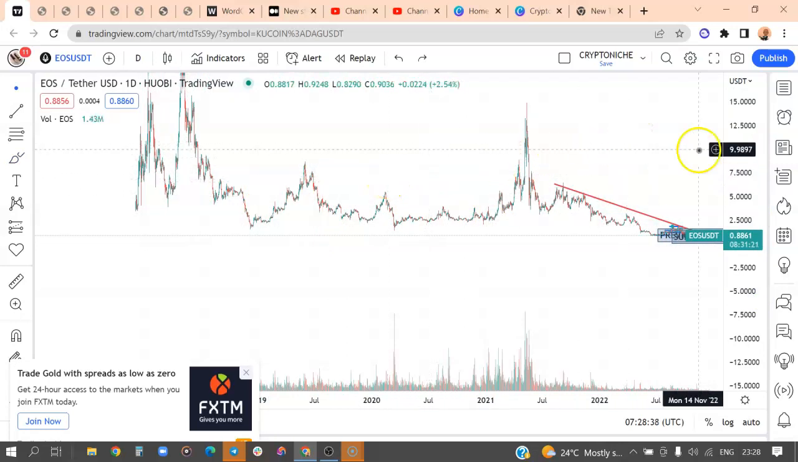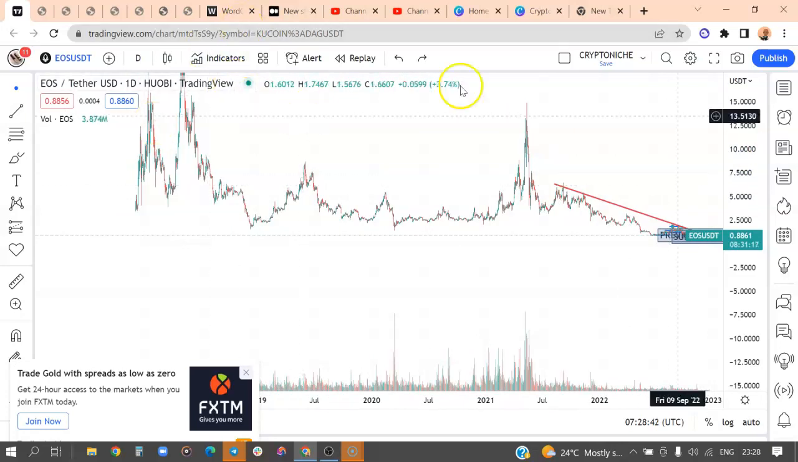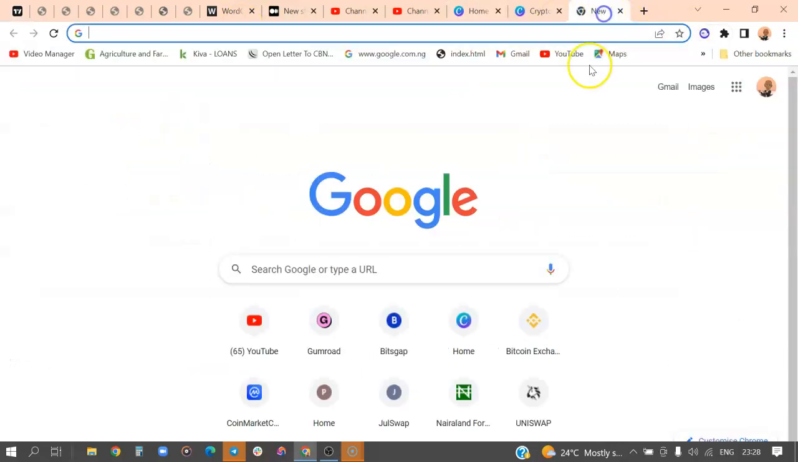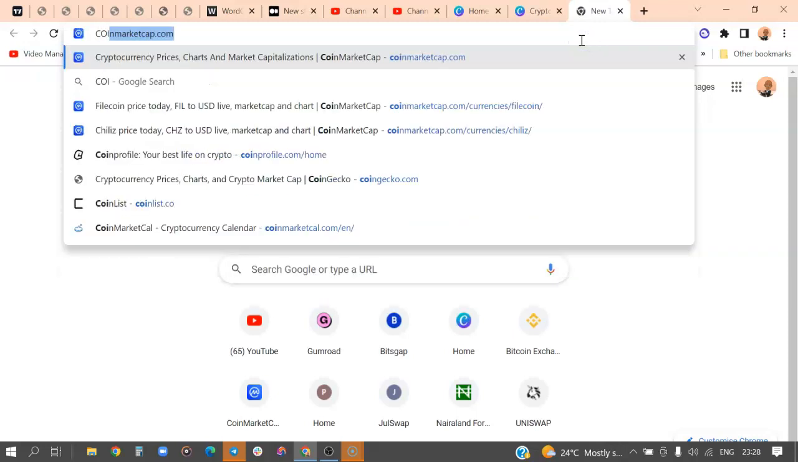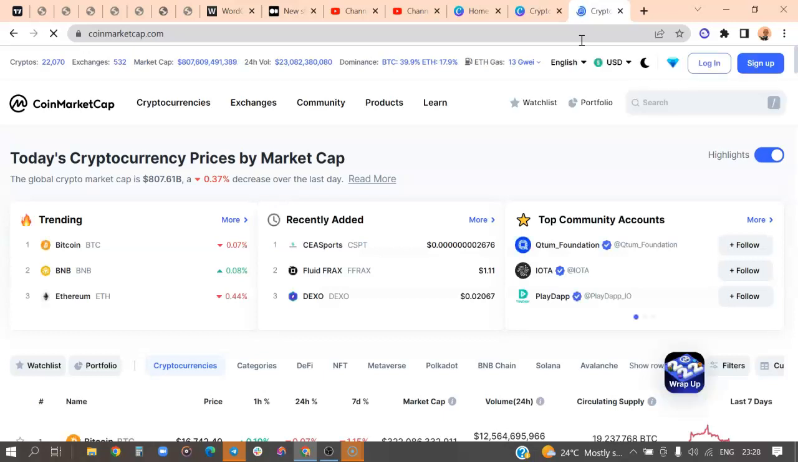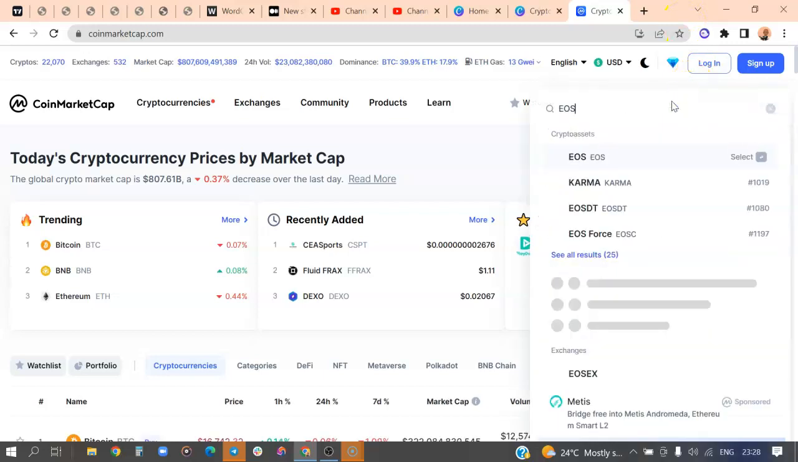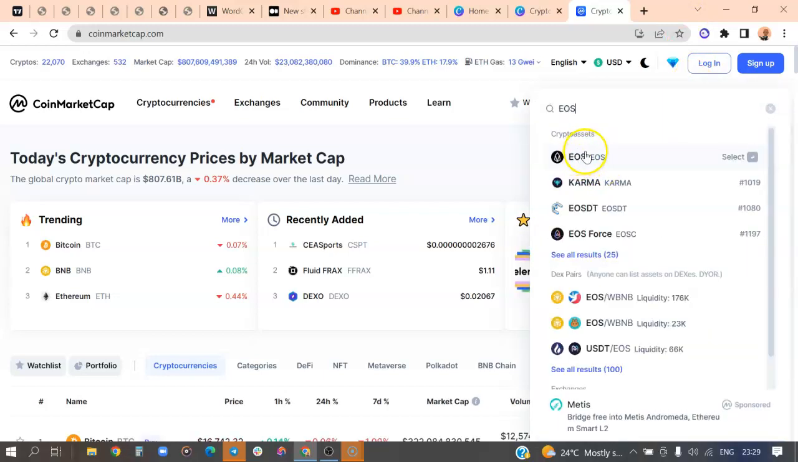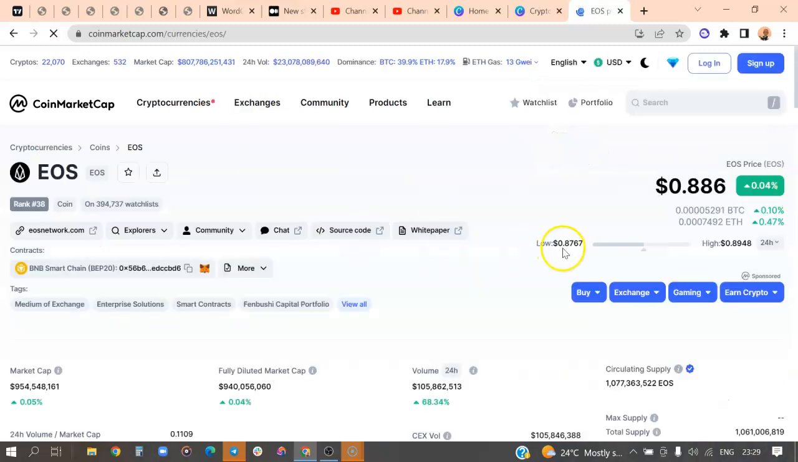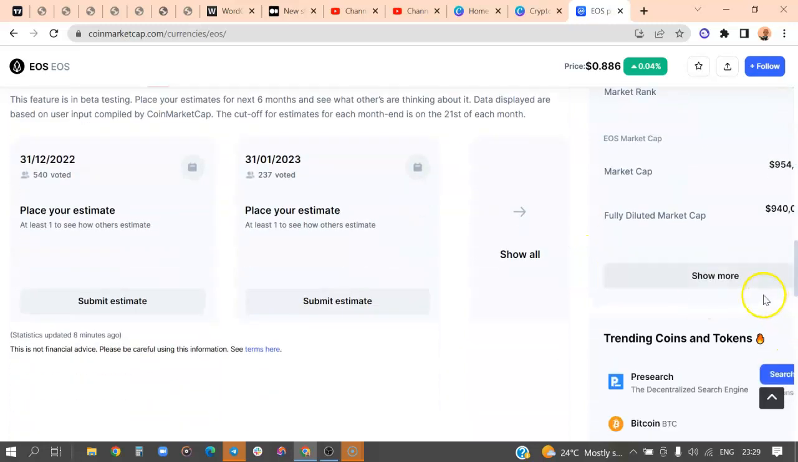So you guys can see, okay. Now let's go to coinmarketcap.com as usual. I like to show you guys a couple of things here. I will type EOS and search for it. So let's have a look at some data from CoinMarketCap.